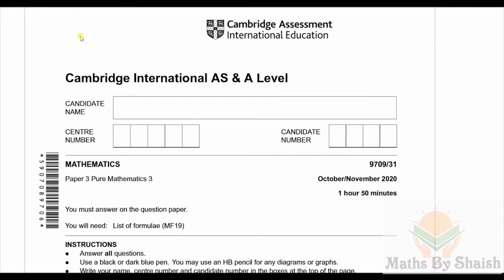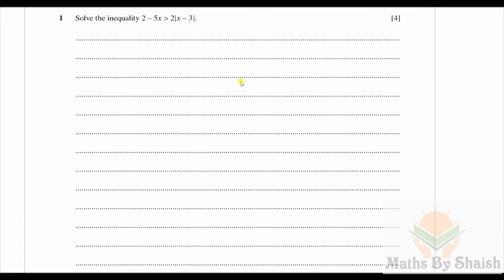So today in this video we are going to discuss the past year paper from October-November 2020. This paper is Pure Mathematics 3, that is 9709, and the component is 31. We will be discussing a few questions in this video and the rest of them in the next video. So let's begin. Here's question number 1.